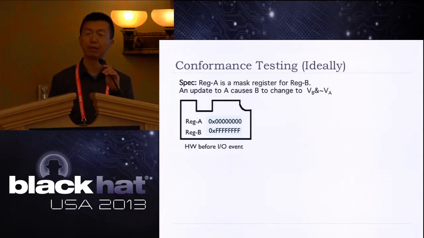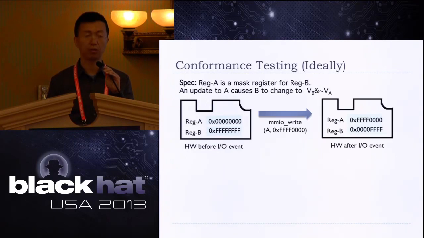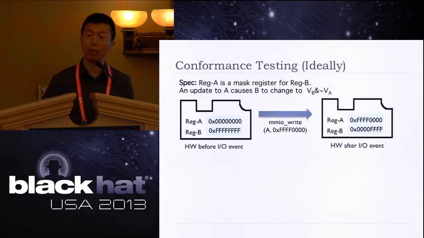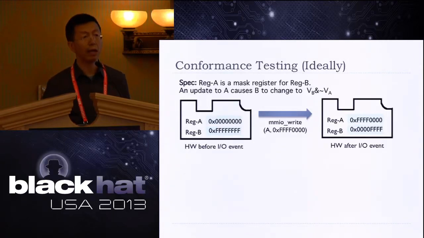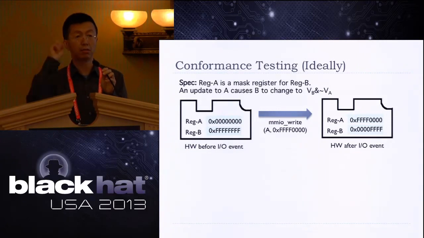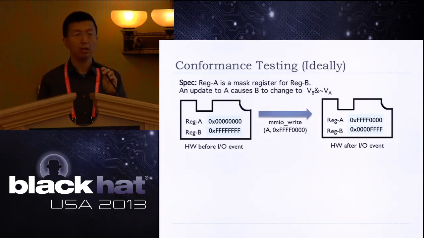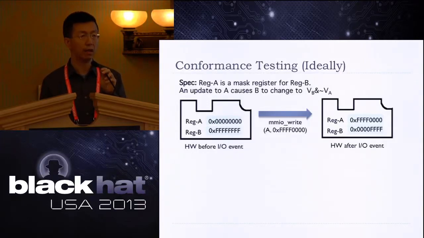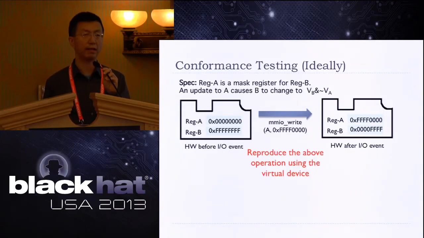Suppose you read the 2 register values at the beginning, and you also notice that there's an I/O event. In this example, it is a memory mapped I/O write of a value to the device. Then if the device logic implements the write, register A will be updated with the corresponding value from the write. And register B is also going to be updated based on the logic, because A is the mask of B. Now you have captured and recorded the initial state, the register write action, and the state after. You're going to replay this on the virtual one.